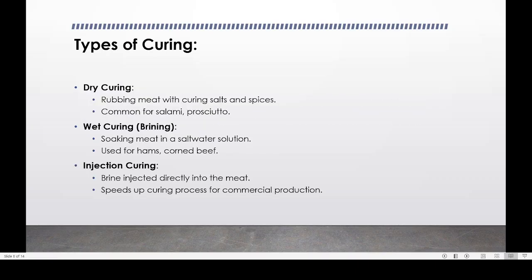So here there are different types of curing techniques: dry curing, wet curing, and injection curing. We will see in the case of dry curing, rubbing meat with the curing salt and spices, common for salami and prosciutto. These are some examples. We will see how it appears. See, this is all an example of dry curing of meat.